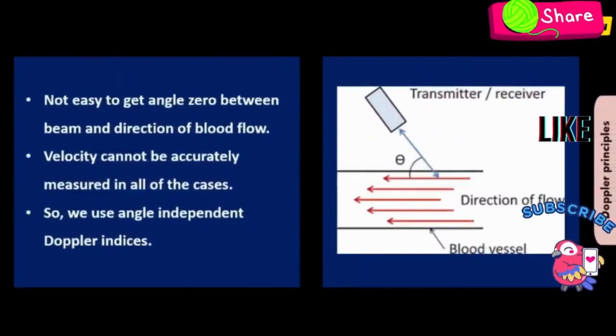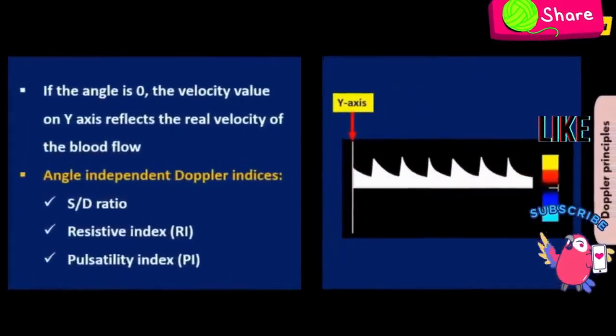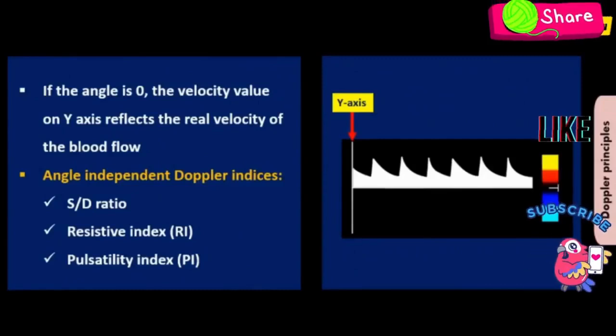It is not always easy to get an angle of zero between the ultrasound beam and the direction of blood flow. Therefore, the velocity can't be accurately measured in all cases. This is the reason why we often use angle-independent Doppler indices to analyze the waveform. If the angle between the ultrasound beam and direction of blood flow is zero, the velocity value reported on the y-axis reflects the real velocity of the blood flow.